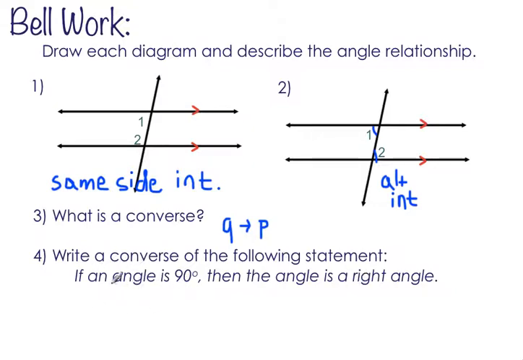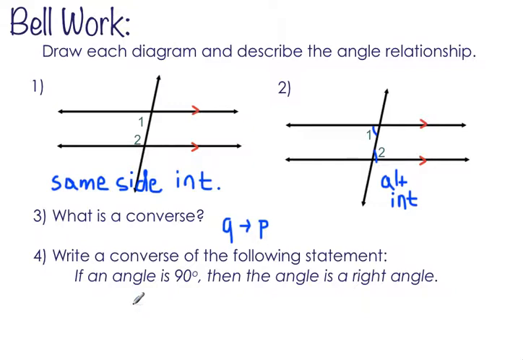So number 4, the conditional statement says if an angle is 90 degrees, then the angle is a right angle. Well, your hypothesis is an angle is 90 degrees. Your conclusion is that the angle is a right angle. If you're going to write the converse, you're going to flip that around. You're going to say if the angle is a right angle, then the angle is 90 degrees. And that is a true converse.